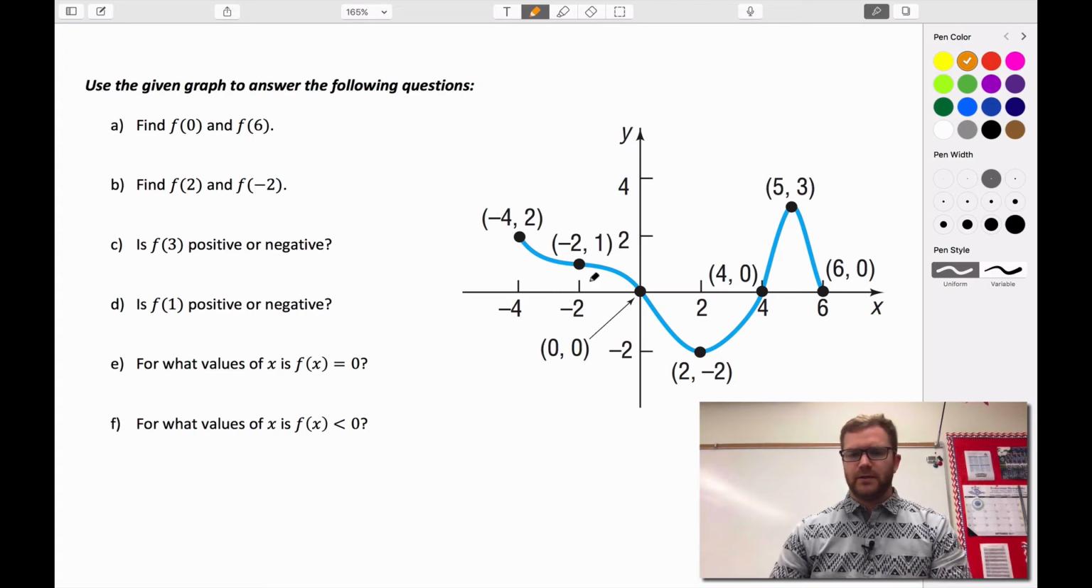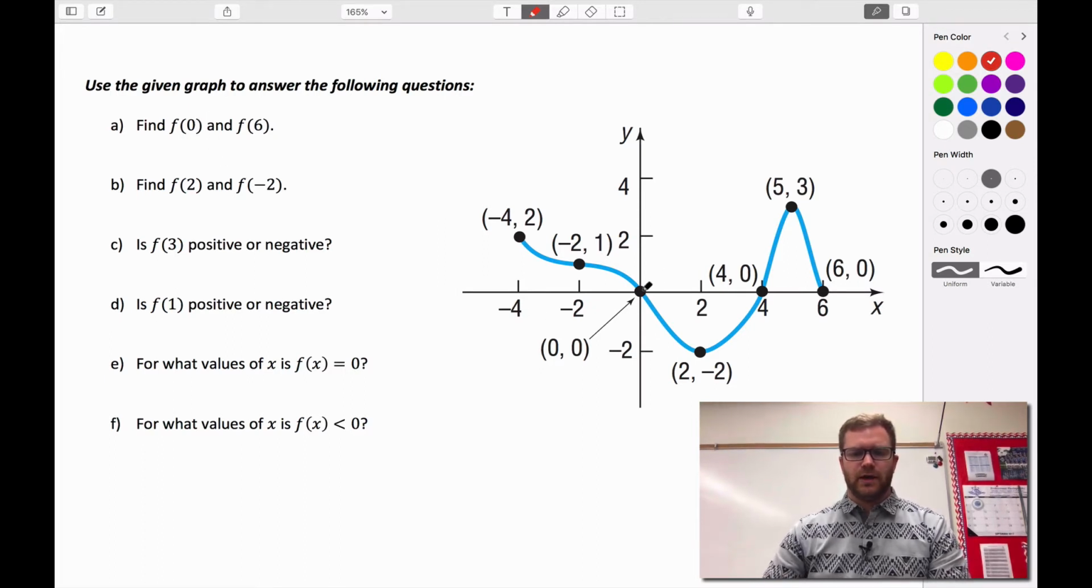All right, so we're going to take a look at this graph and use it to answer this information. So basically what we're going to be doing is interpreting this data from this graph. First it's asking us to find the value of our function f when x is 0. So evaluating f at 0 and f at 6. What we have to do is figure out what is the y value, because that's what this means, f of 0, when x is 0.